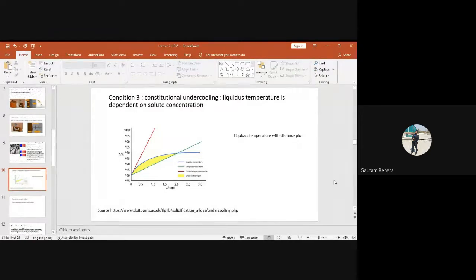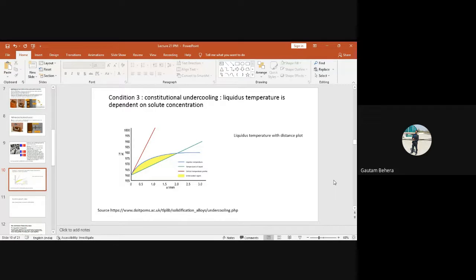Now, suppose you are dealing with an alloy, or an impure metal. Maximum chance means a 100% chance: you will get a dendritic structure rather than a planar interface, right? The main reason behind this is solute partitioning. The concept is called solute partitioning, and solute partitioning leads to constitutional undercooling. I'll discuss that. So what is solute partitioning?